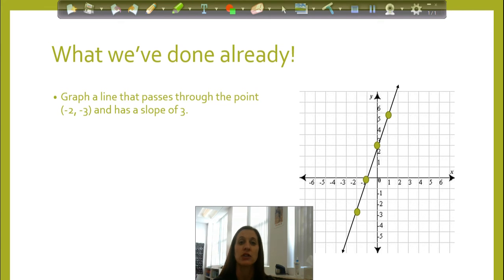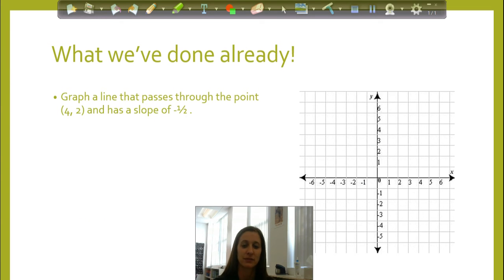And now all we're going to do is add that extra step of writing the equation of the line. So we already know the slope of our line is 3, and from looking at the line that I graphed, the only piece that is missing is the y-intercept of 3, and so my equation would be y equals 3x plus 3. Okay, so let's show another example, and then I'm going to show you how to do this algebraically.